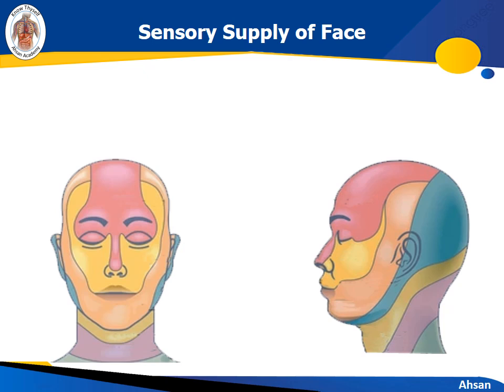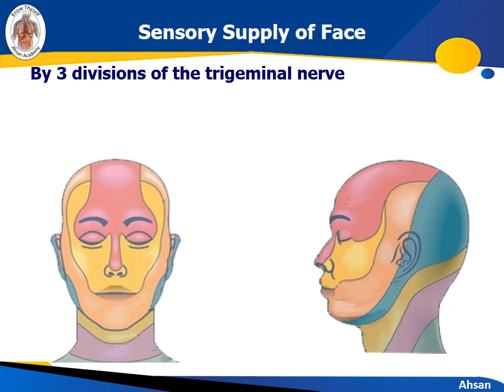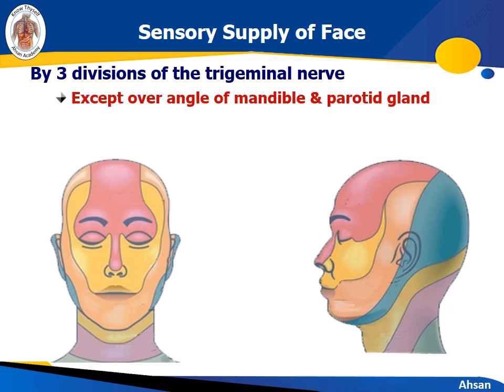Innervation. The sensory supply of the face is from the three divisions of the trigeminal nerve, and this supplies most of the area of the face except over the angle of the mandible and the skin over the lower part of the parotid gland, as shown in the figure on the right side by blue color.